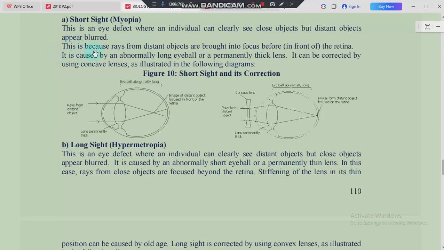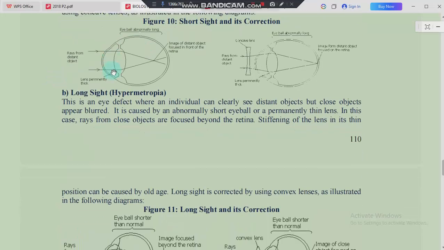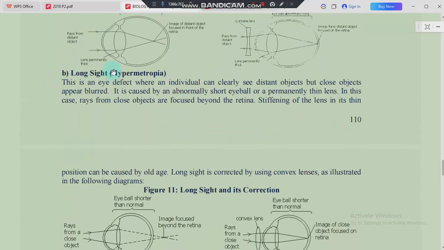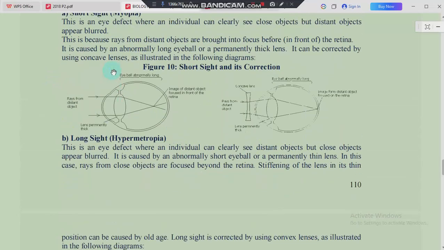So this is happening because the light rays from the distant objects are brought into focus in front of the retina. So it is caused by an abnormally long eyeball or a permanently thick lens, and it can be controlled by using concave lenses. All right, so these concave lenses are going to help cause those light rays not to appear before the retina. They are going to appear on the right place where they are supposed to appear. Then the person is able to see clearly. So that is myopia. And how we can control a person having myopia is by giving them concave lenses.